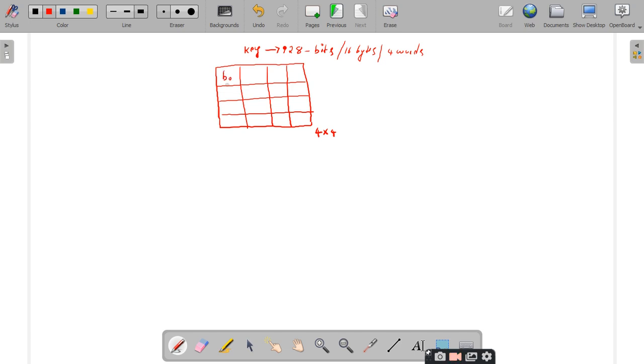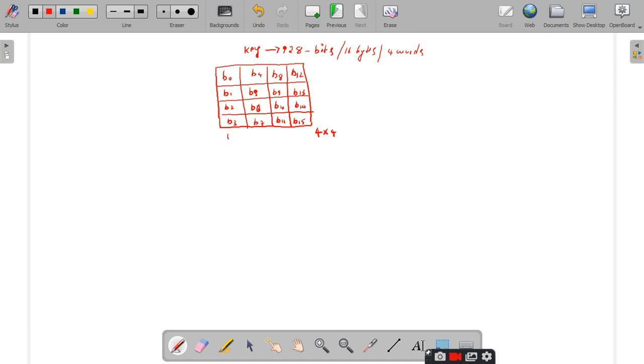So the first byte is given here, second byte, third byte, fourth byte, and fifth, sixth, seventh, eighth, ninth, 10th, 11, 12, 13, 14, 15th byte and 16th byte. So this is how we are going to represent it, right?